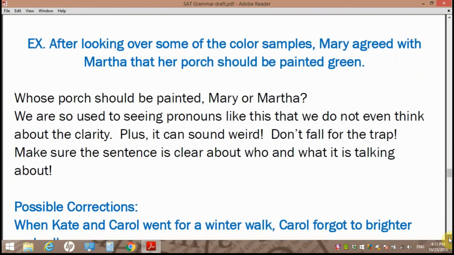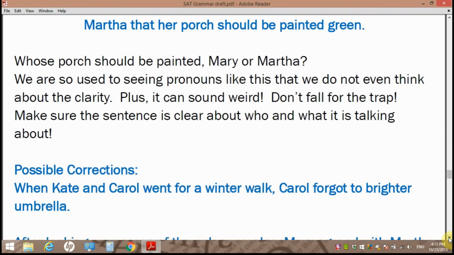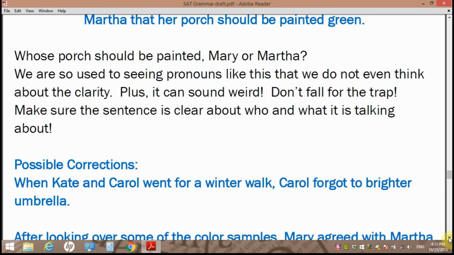Okay. So let's look at some possible corrections. Remember, our first sentence said, when Kate and Carol went for a winter walk, she forgot to bring her umbrella. One of the possible corrections is, as you see on your screen, when Kate and Carol went for a winter walk, Carol forgot to bring her umbrella. Sorry for the typo. Carol forgot to bring her umbrella. So now we understand that Carol forgot her umbrella. Was that the first assumption you made when you read the sentence?